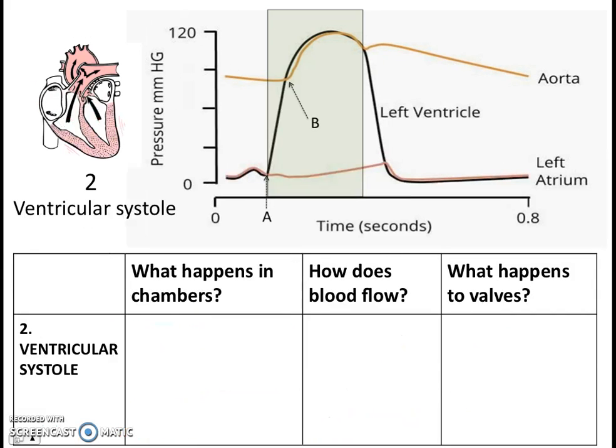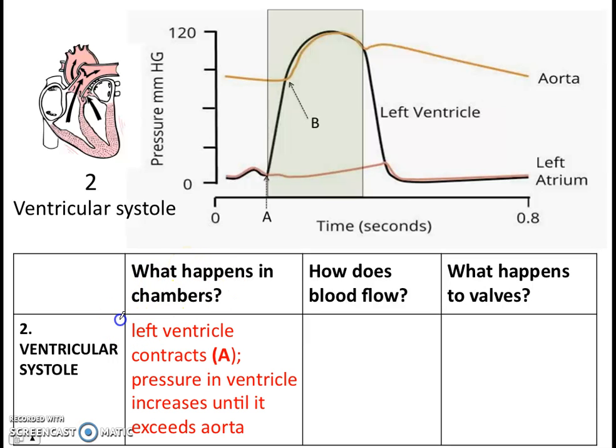Hope you're still surviving. We now move on to the ventricular systole, which is in the green region of the graph here. I have also pointed out two points, point A and point B, which are of particular importance. Before we look at the graph, let's just think about what we know about ventricular systole. Ventricular systole means that the ventricles contract. So in this case, what happens in the chambers? The left ventricle contracts, and I've written that it starts at point A. So at point A, the left ventricle contracts.